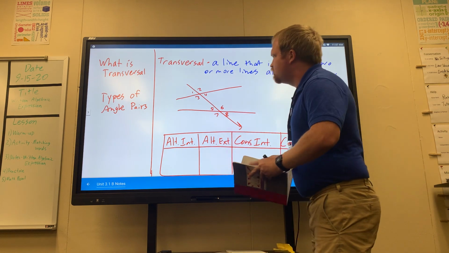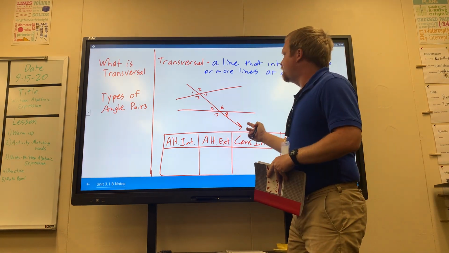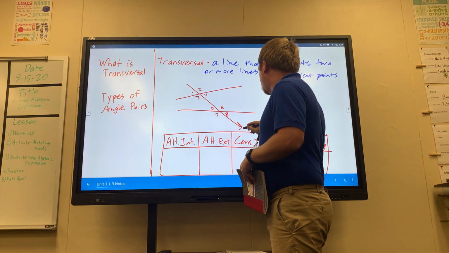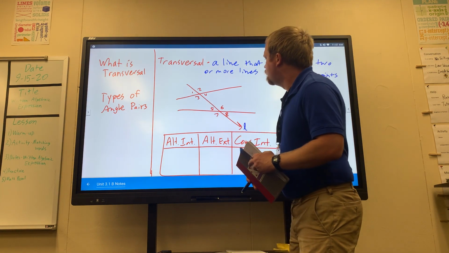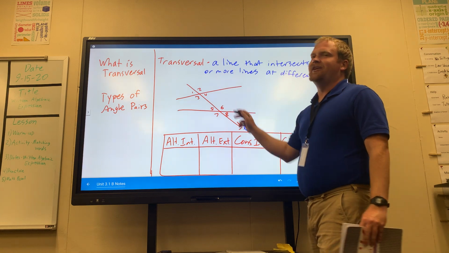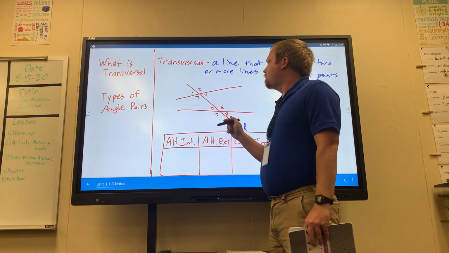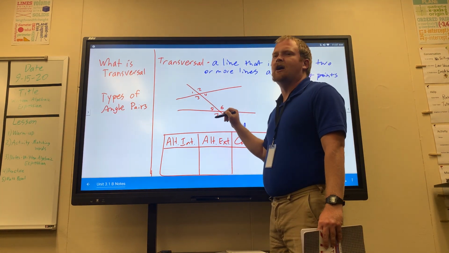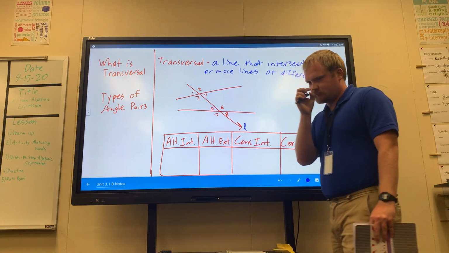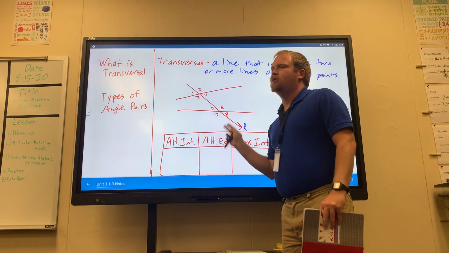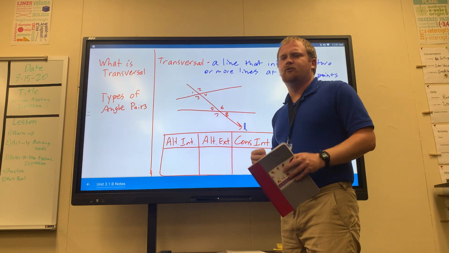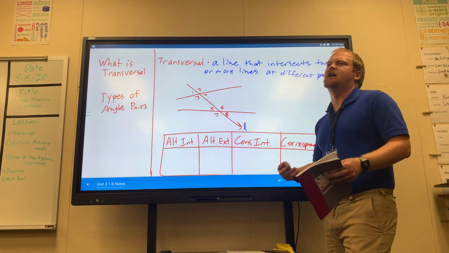Okay, so initially what we're looking at is basically this line right here. Let's go and call this L. This line L is a transversal line because it's crossing more than two lines through it. Okay, it's going through more than two lines. That's what makes it transversal.